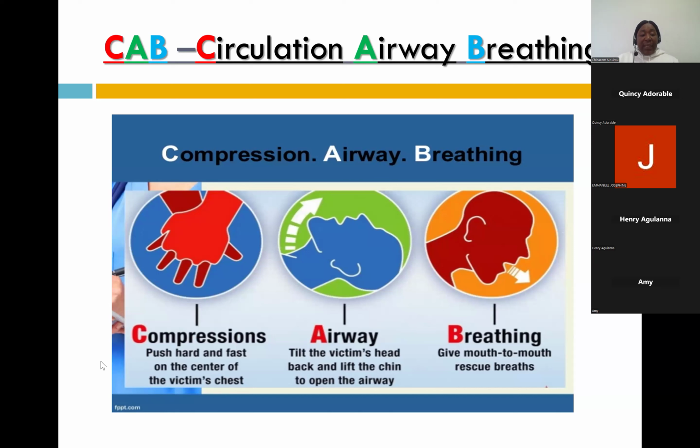So currently, the sequence of CPR is what you can see on the screen now. First of all, you take care of circulation. The next one is the airway. The other one is the breathing. Initially it used to be airway, breathing, and then circulation. But for now, the current best practice for CPR is that you take care of circulation first, then you take care of the airway, and then you take care of the breathing.